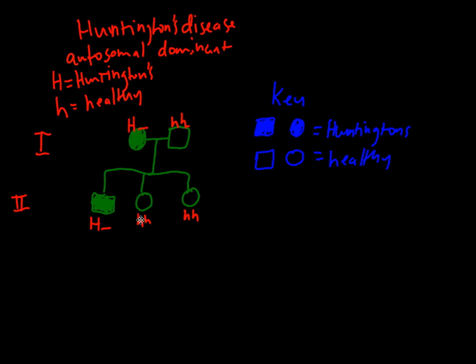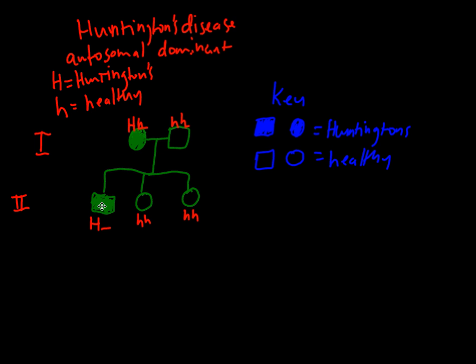So the other one that they get has to come from this mom. So we know this mom, her second allele has to be a little h, right? So we know that she has one of the healthy alleles that she can pass on, but she also has the Huntington's allele, which means she has the disorder.